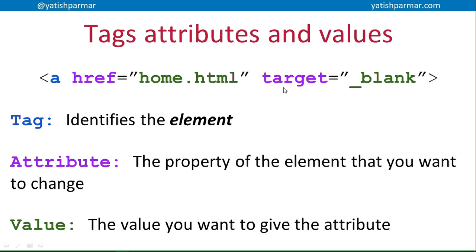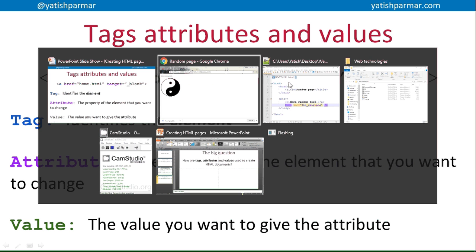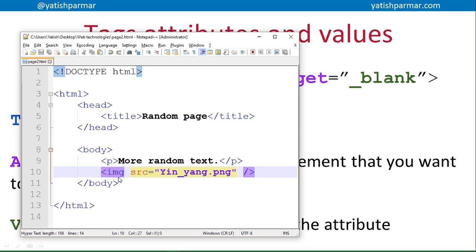Okay, and then another property over here is target blank, so I want the link to open up in a blank page. That's similar to looking at this, where's it gone? There it is. Okay, this image tag. The image tag is describing that element. This is the attribute src, so the source. That's an attribute of the image, and the value that we're going to give it is yin_yang.png, and so that's the actual image that we want to pop up. So this is the value for the source, for that element.